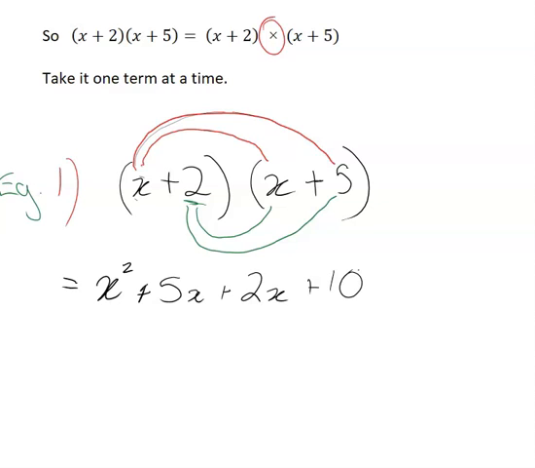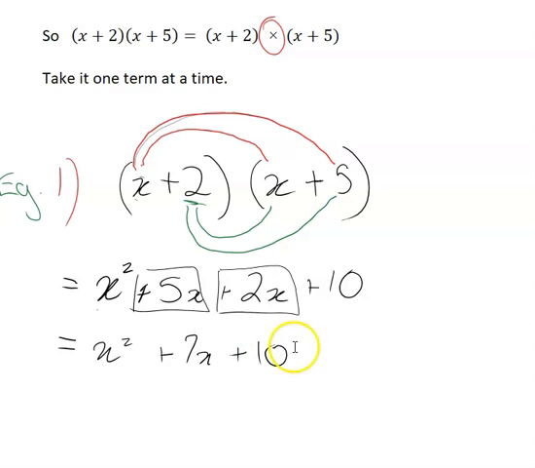Then we simplify where possible. So we've got an x squared. We know we cannot bring that together with the x and the term without a variable. The only things that we can bring together are the positive 5x and the positive 2x. So x squared stays, you end up with 7x, and you end up with 10. And that is the most simplified version of that particular example.